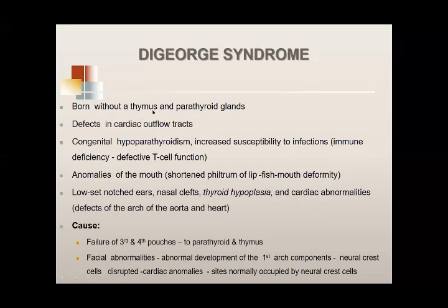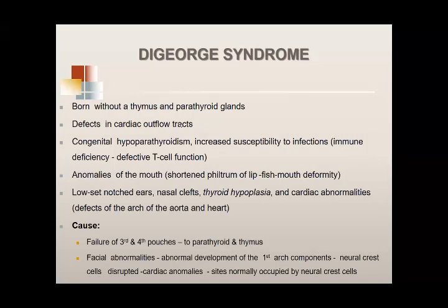When T lymphocytes are absent, their function will not be normal, so the person is susceptible to infections. Their chances of infection are higher. There is a higher chance of infection in these people. Then you have low set ears, clefts in the nasal cavities, hyperplasia of the thyroid too, and the anomalies I have already told you about.